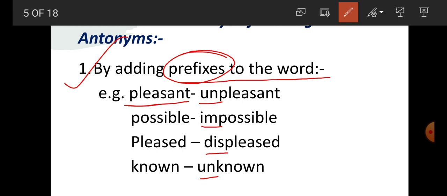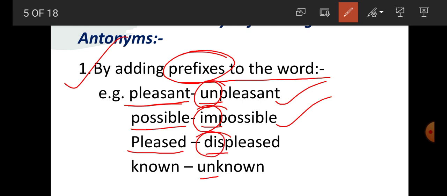So here, student, pleasant becomes unpleasant. Unpleasant is the antonym of pleasant. Why? Because here we add the prefix un. Possible, we add the prefix im, and it becomes impossible, the antonym of possible. Pleased, displeased. Here dis is the prefix. Known, unknown. Un is the prefix here. So unknown is the antonym of known.